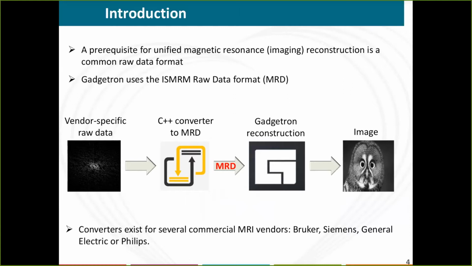Basically, the main idea is to take the vendor-specific raw data and convert them to MRD just after the acquisition, avoiding any treatment by the vendors. And then this MRD format is used for the Gadgetron reconstruction to obtain the image. Currently, several converters already exist for various MRI vendors, such as Bruker, Siemens, GE, and maybe Philips. I'm not sure about this one.